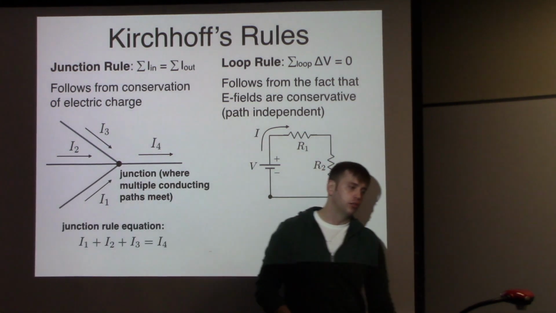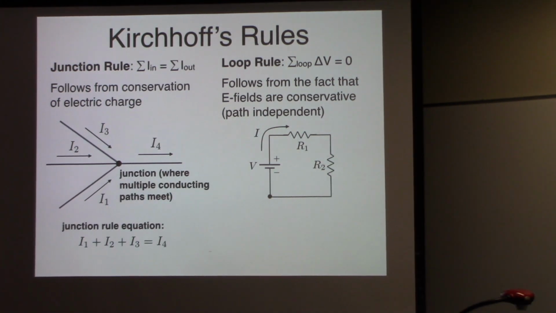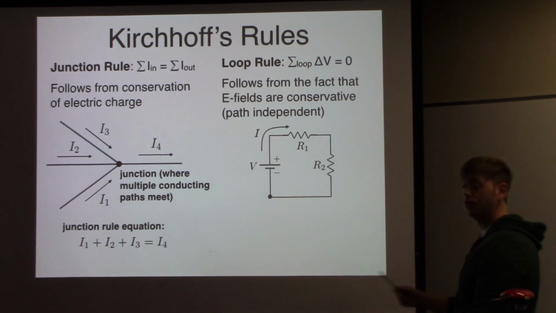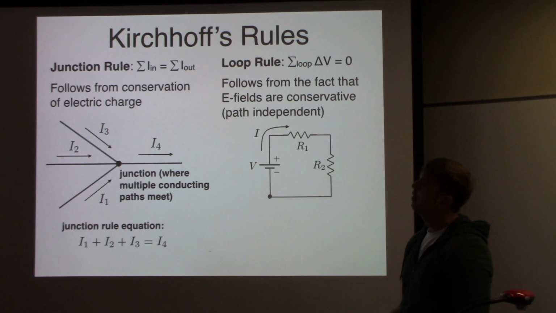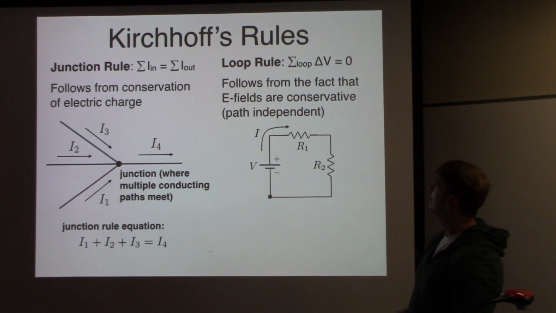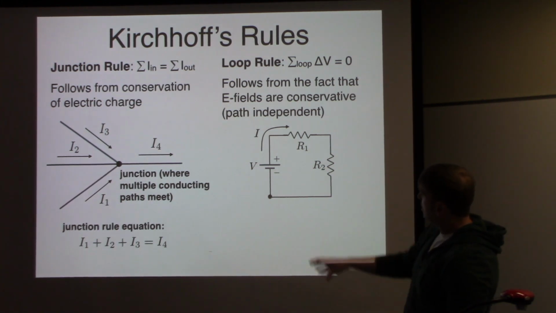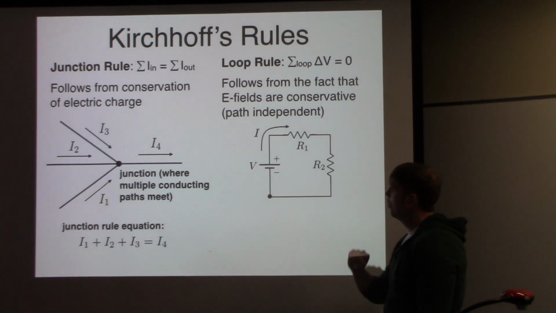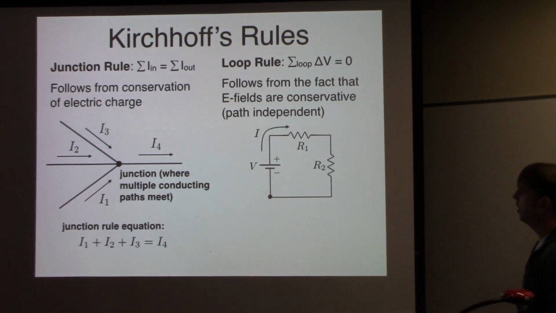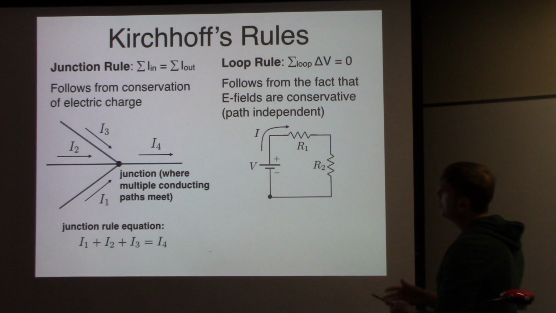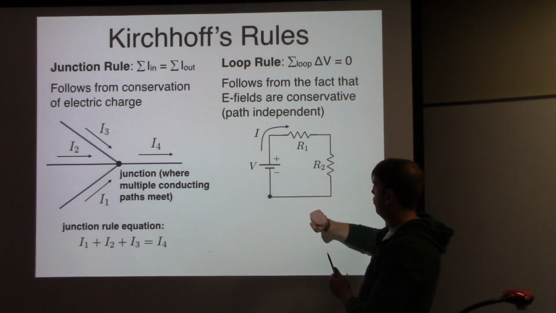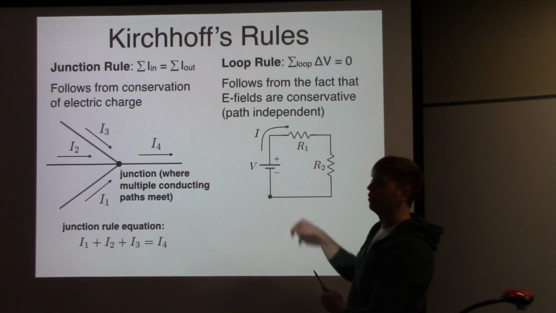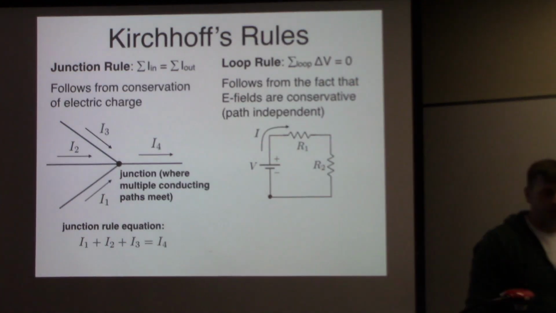And then let's take a look at the loop rule. Okay? And again, this follows from the fact that E fields are conservative, or path independent, as we talked about just previously. So let's take this as our example circuit where we're going to apply the loop rule. What's happening here is you just have a simple circuit with a battery and 2 resistors and just 1 current that flows in a loop around that circuit.